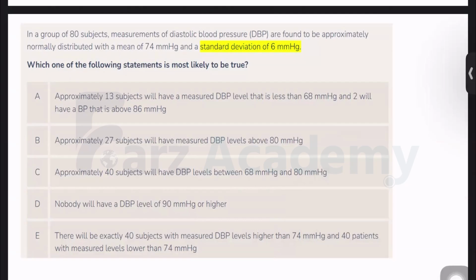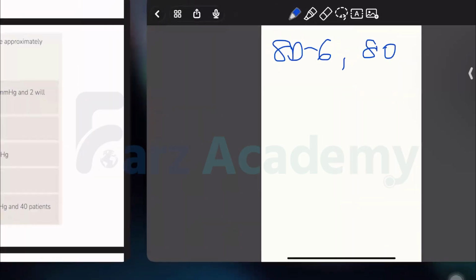Normal Gaussian distribution, 68.3% values within one standard deviation, 95% approximately within two, and 99.7% within three standard deviations. Mean is equal to median is equal to mode. Answer E. So standard deviation is 6. Total number of subjects was 80, right?